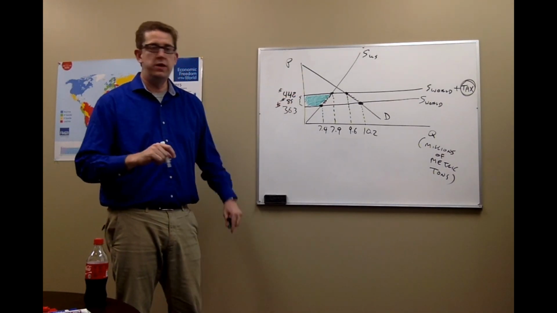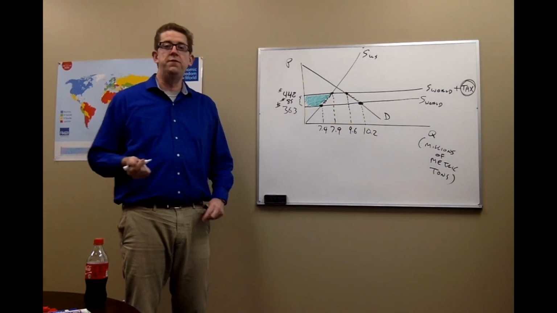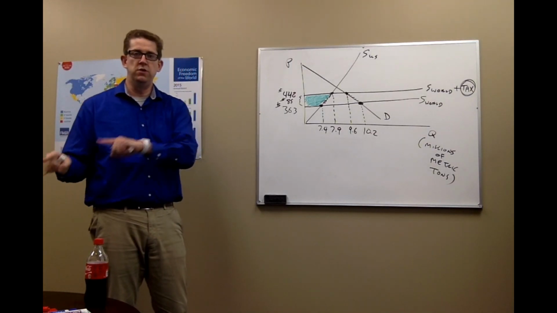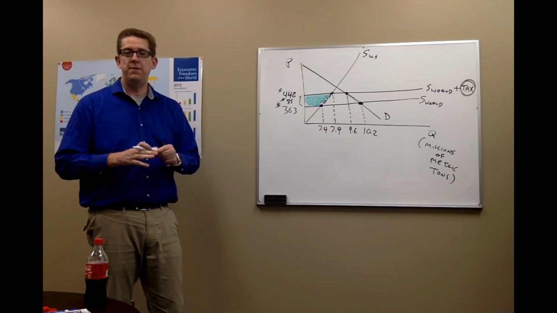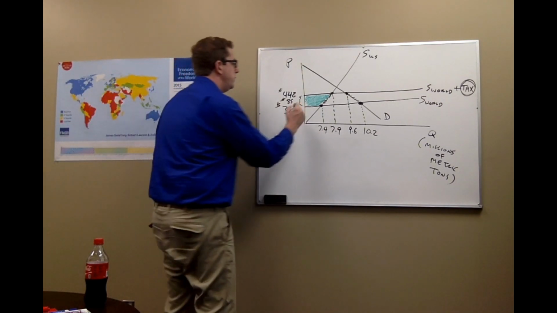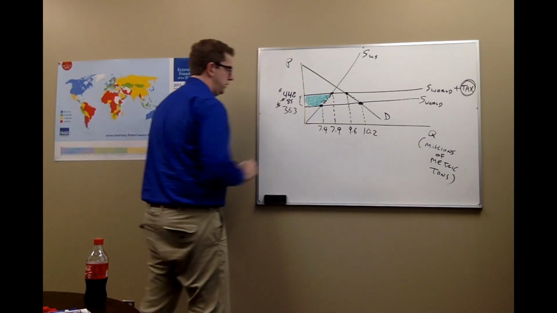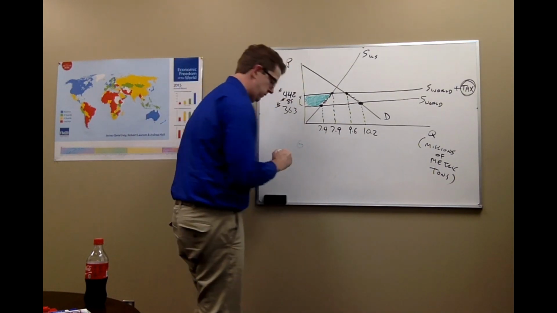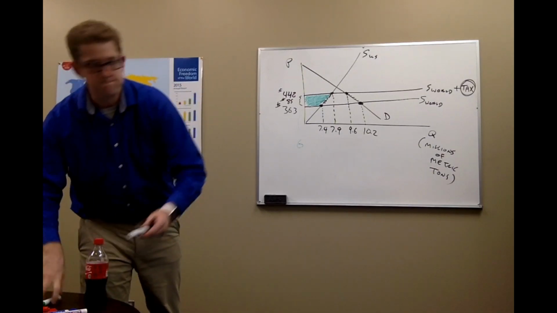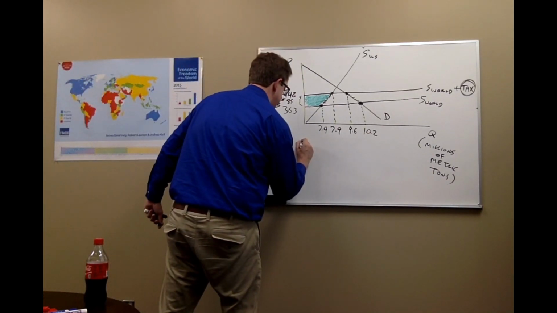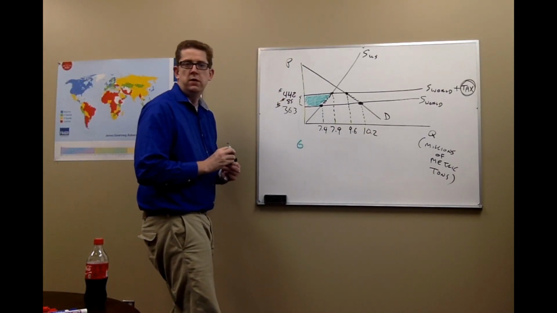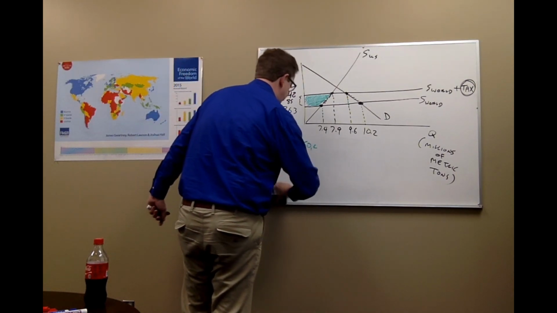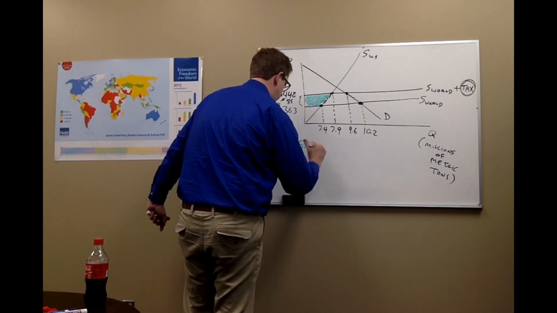by the area of this trapezoid. Now, the formula for the area of a trapezoid is base 1 plus base 2, times height, divided by 2. So the area of this trapezoid is going to be $650,250,000.